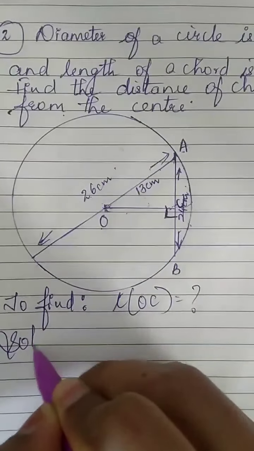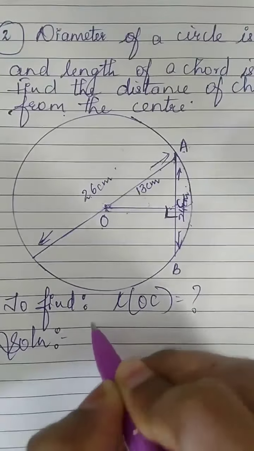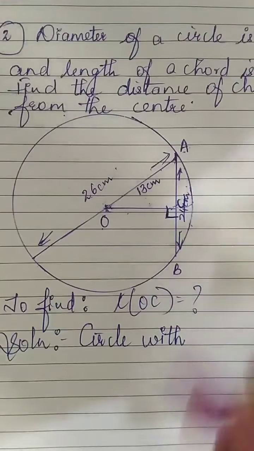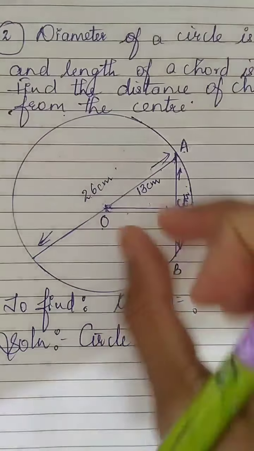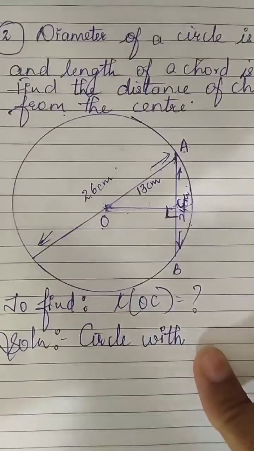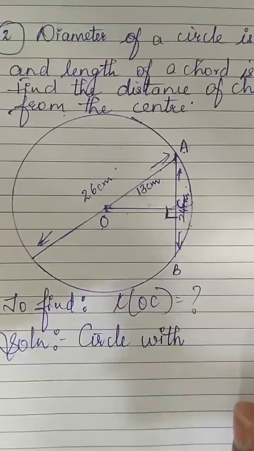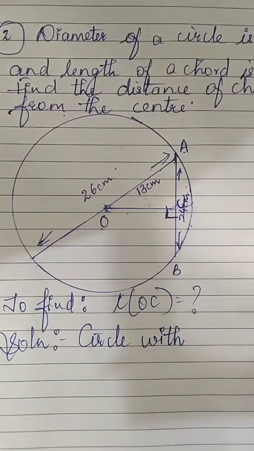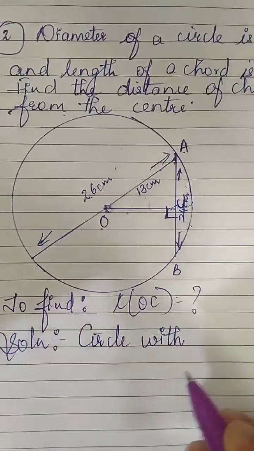Right, solution. Circle with center O. No hard and fast rule that you have to write the steps as I write. If you want to write about the chord first, you can write that. If you want to write about the radius, you can write that. Only check whether all the steps are written. So you solve the sum and then check it from me. Okay, so pause the video. I will also solve, you also solve, and then at last check. Okay, circle with center O.